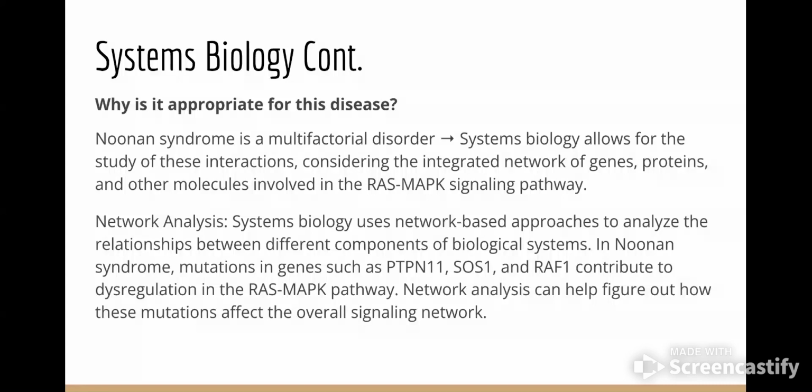So, systems bio uses network based approaches to analyze relationships between different components of biological systems. In Noonan syndrome, mutations in genes such as these three, or especially SOS1, contribute to dysregulation in the RAS MAPK pathway. And so, network analysis can help figure out how these mutations affect the overall signaling network.